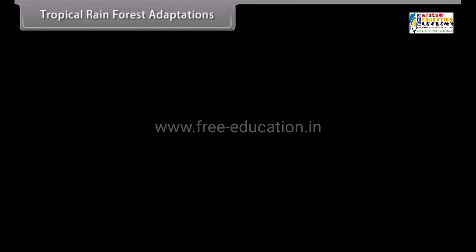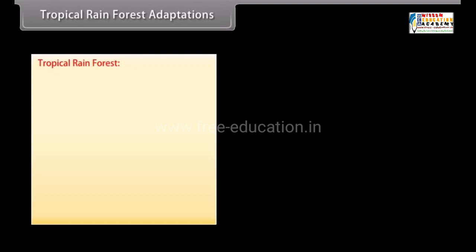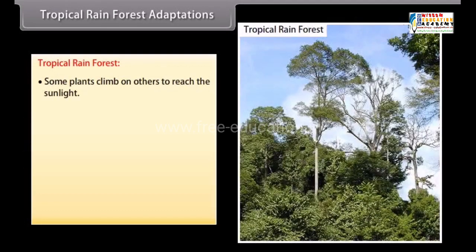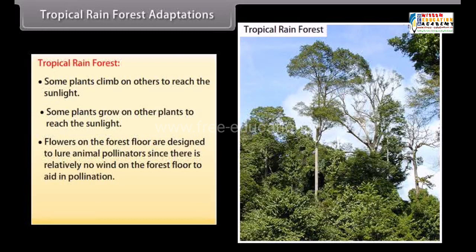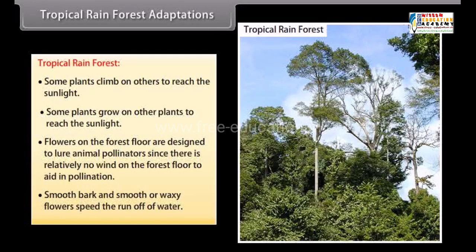Tropical rainforest adaptations. Some plants climb on others to reach the sunlight. Some plants grow on other plants to reach the sunlight. Flowers on the forest floor are designed to lure animal pollinators since there is relatively no wind on the forest floor to aid in pollination. Smooth bark and smooth or waxy flowers speed the runoff of water.